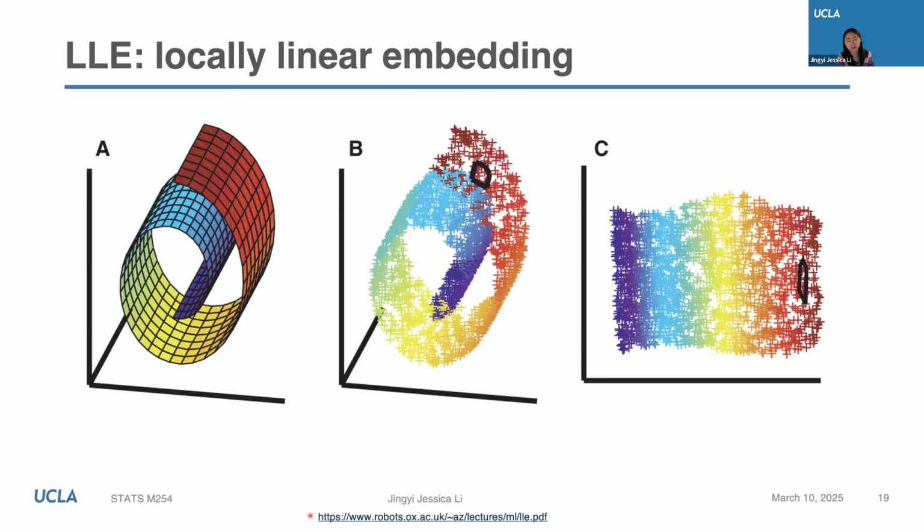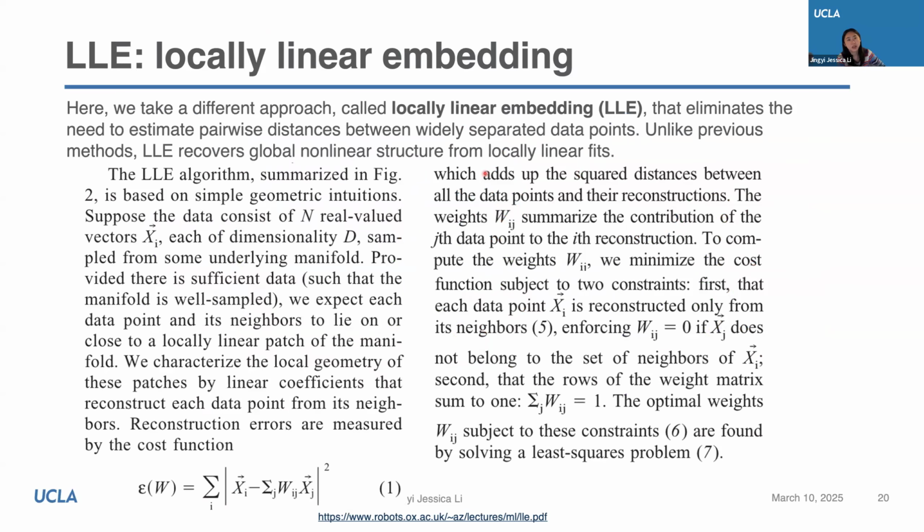Okay, again, a Swiss roll example, a typical example for manifold learning, right? We want to find this. So essentially, you want to preserve the local neighborhoods, locally linear embedding. In other words, that is what the name stands for: we want to look at local neighborhoods. In the local neighborhoods, we want to have a linear combination of neighbors to represent the data points. Here's the detailed explanation. Here, we take a different approach called LLE that eliminates the need to estimate pairwise distances between widely separated data points. Unlike previous methods, LLE recovers global nonlinear structure from local linear fits. So you don't need to compute the geodesic distances anymore. The LLE algorithm, summarized in figure 2, is based on simple geometric intuition.